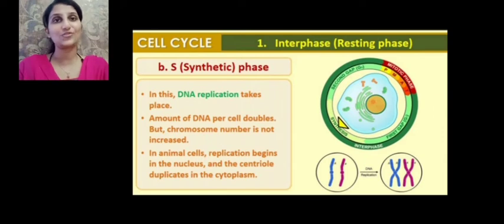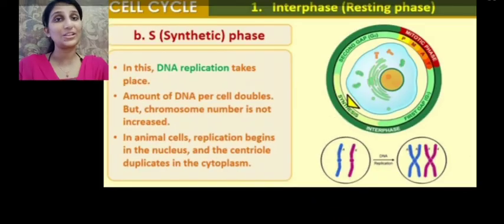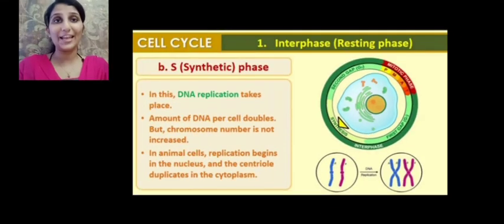Firstly, let us understand the structure of the chromosome, which we had studied in Cell, the Unit of Life. This constriction in the middle is called the centromere. And from the centromere, arms arise, and these are called chromatids. So after DNA replication, the amount of DNA gets multiplied. The DNA doubles per cell, but the chromosome number remains constant. The chromosome number is not getting doubled. Instead, only the DNA which is present inside the chromosomes gets doubled.